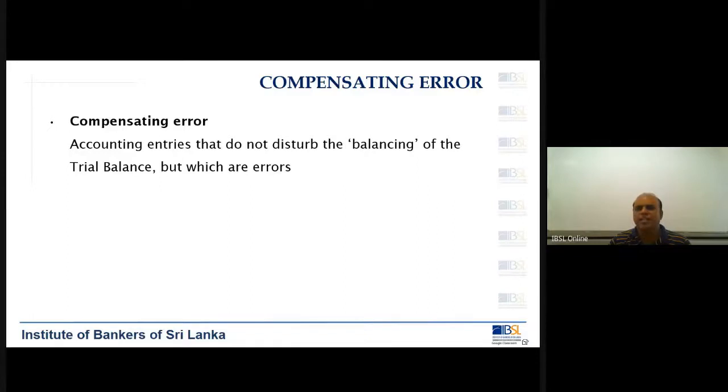I think I would have told you this example. Let's say there are two customers coming to your branch to do transactions. One person is depositing money, let's say 100,000.